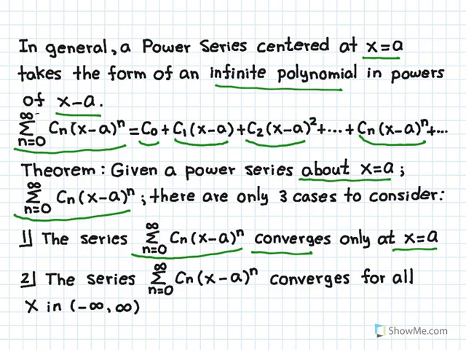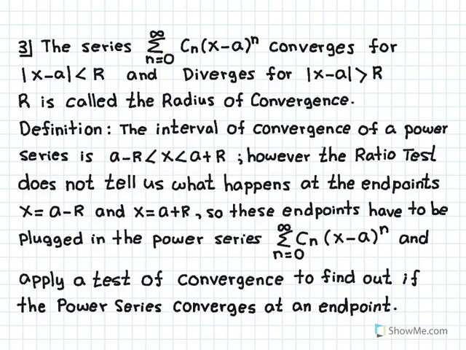Case number 2, the series summation n equals 0 to infinity c sub n times x minus a to the power of n converges for all x in minus infinity to infinity. That means for all real x values, this infinite power series converges. All right, case 3. Case 3 is the most important. The power series converges for absolute value of x minus a is less than capital R, and diverges for absolute value of x minus a larger than capital R.